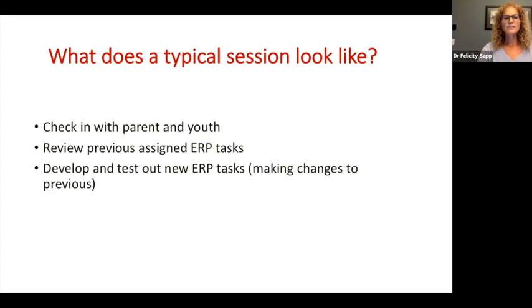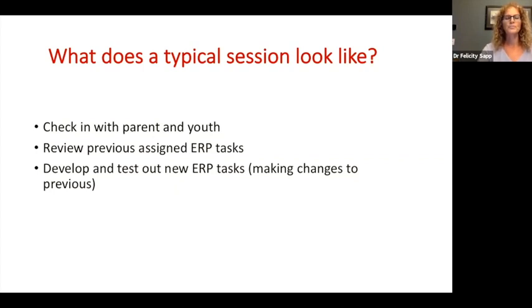And then the majority of the session is going to be spent on developing and then testing out new ERP tasks. Now, this is not talk therapy. We are doing stuff. We are doing actions all the way through. And so you're going to have them test out what they did for homework. You're going to look at, okay, what changes do we make? Is this too hard? How do we move to the higher levels? And come up with new ones. And you're going to test them out.